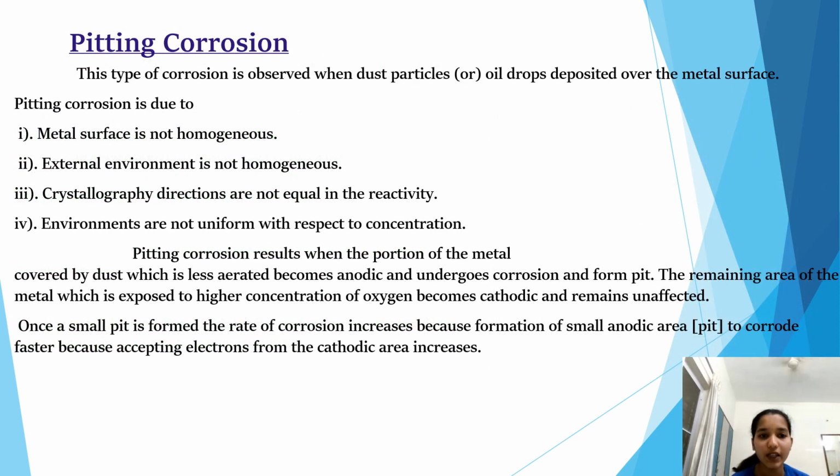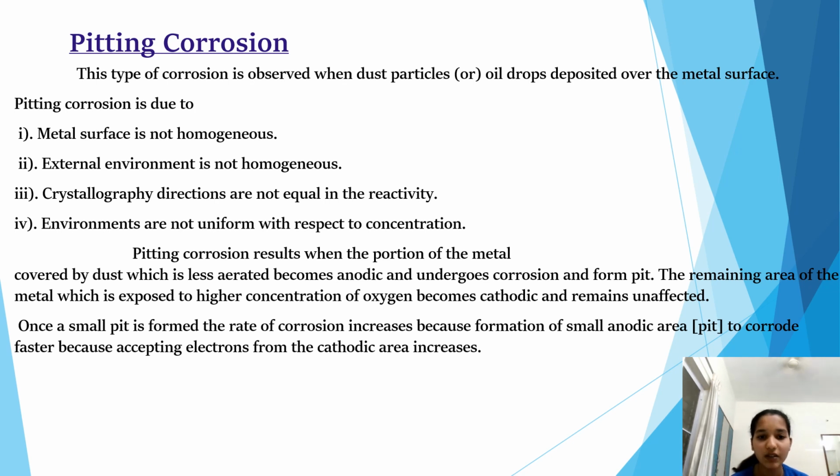Pitting corrosion. This type of corrosion is observed when dust particles or oil drops are deposited over the metal surface. Pitting corrosion is due to the metal surface not being homogeneous, the external environment not being homogeneous, crystallographic directions not being equal in reactivity, and environments not being uniform with respect to concentration.